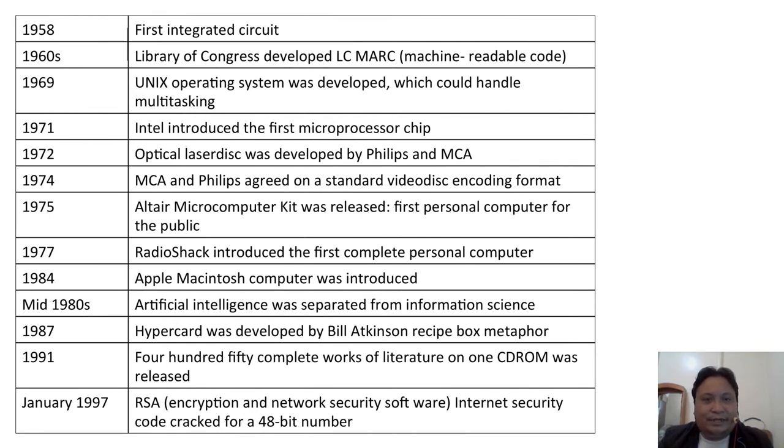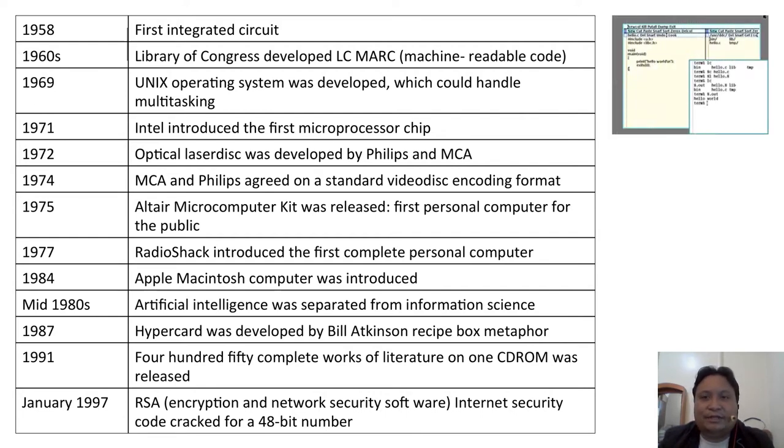Next, in 1958, the first integrated circuit was invented. In the 1960s, the Library of Congress developed the LC MARC machine-readable code. In 1969, the Unix operating system was developed, which could handle multitasking. So this is the example here, the Unix.